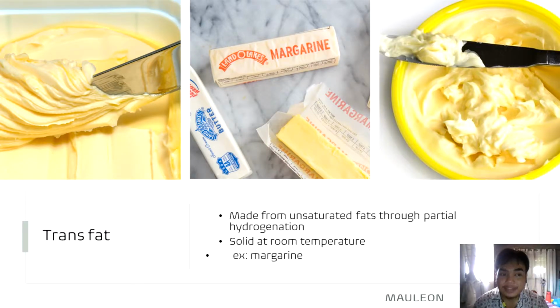Lastly, we have the trans fats, which are made from unsaturated fats through partial hydrogenation, and they're commonly solid at room temperature. One common example would be margarine. And to note, no naturally occurring fat is entirely 100% saturated or unsaturated, but they are referred to as saturated or unsaturated due to the dominance of that type of fat.